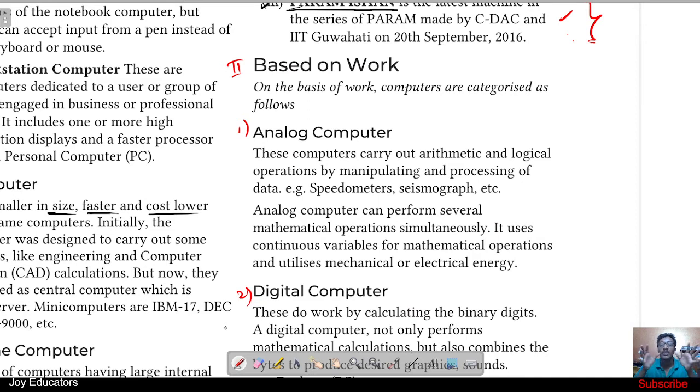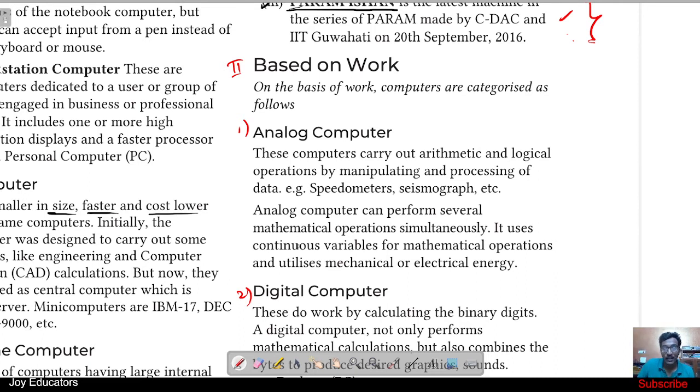Speedometers are something with which we calculate the speed. A seismograph is something with which we see earthquakes, and an odometer is something with which we see the distance. We can also predict density and rains. So these are called analogs. We manipulate and process the data to see the weather forecast for the next hour or the next week. By this we get the analog computer.